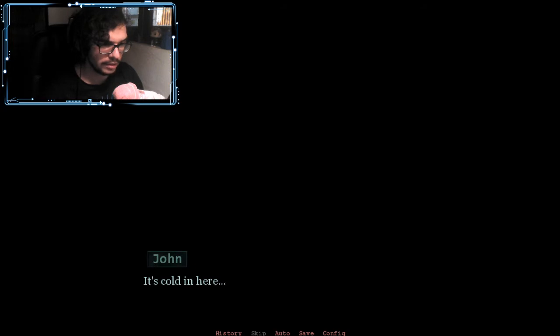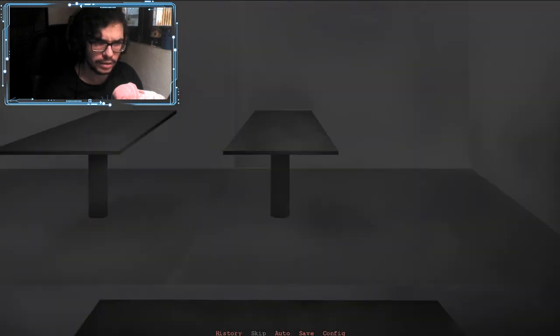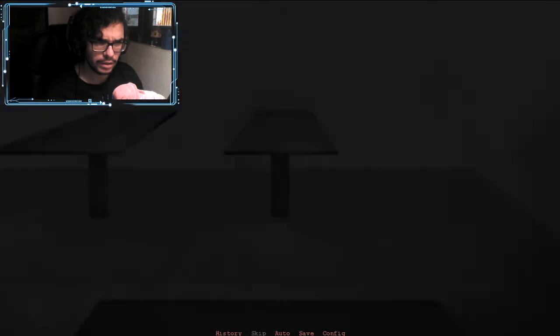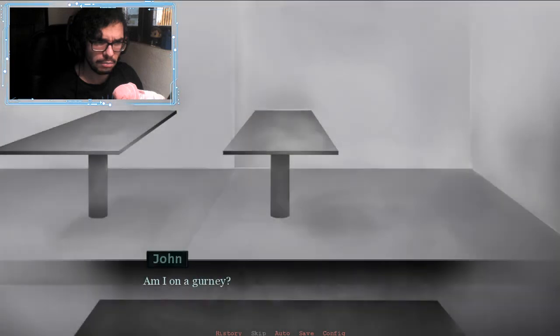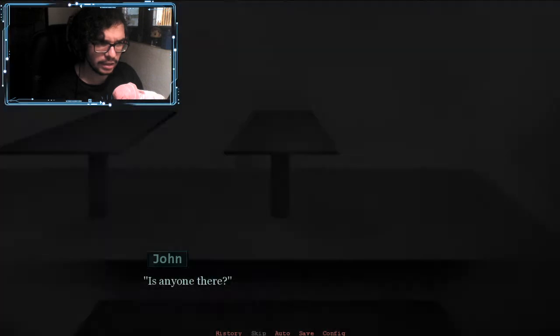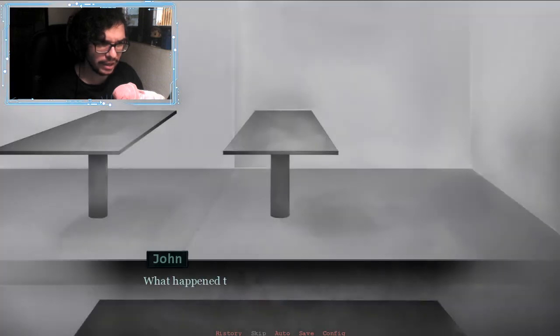Where am I? It's cold in here. It's too dark. Maybe there's a switch somewhere. Am I on a gurney? Seems... Sarah! Sarah? Down there? I need to get up. What happened to Eliza? Was she really... No! Maybe she brought me here. Yes, that must have been it. She must have hallucinated for some reason. To get up and find her.